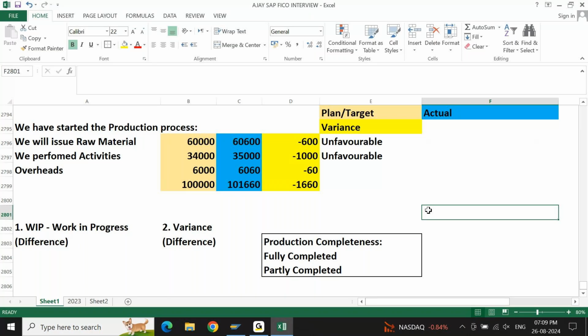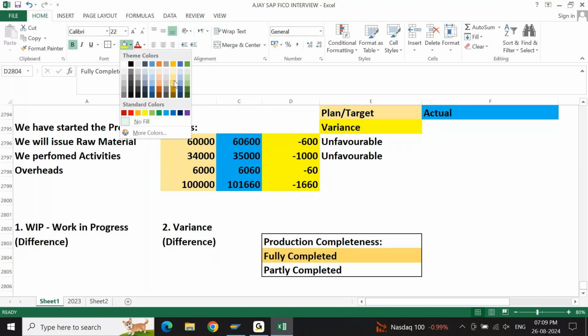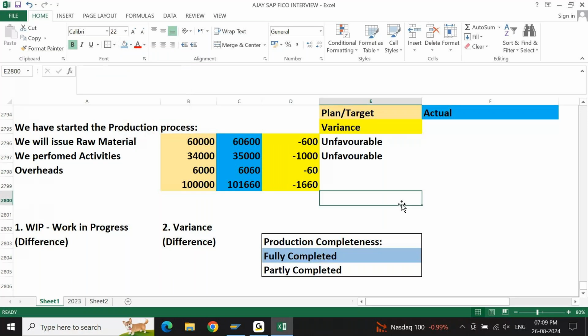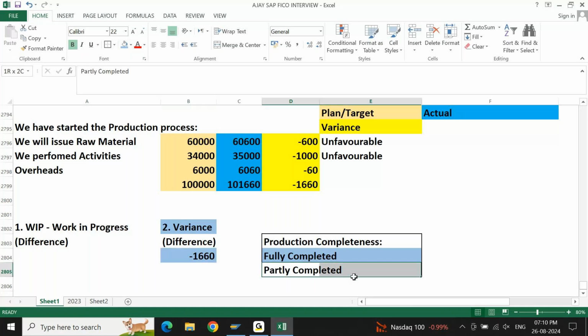In that case, for example, point number one, if it is fully completed, what are you going to call it? Variance. Variance means what? Difference. If your production is fully completed, this 1660 will be treated as a variance. Okay, agree? If it is partially completed, work in progress.